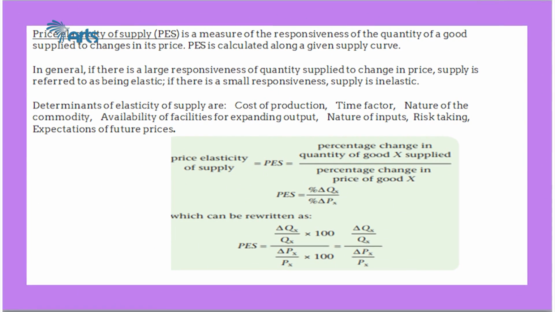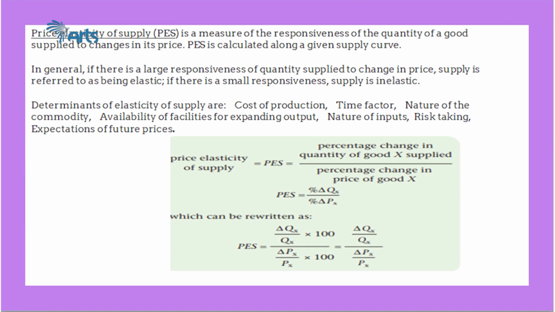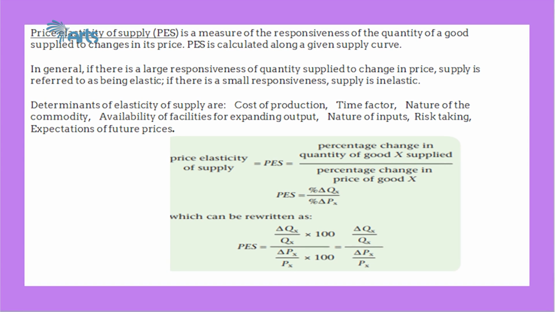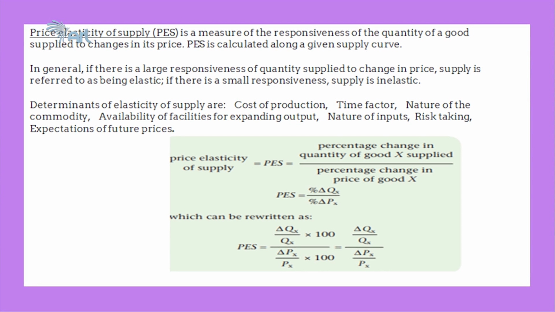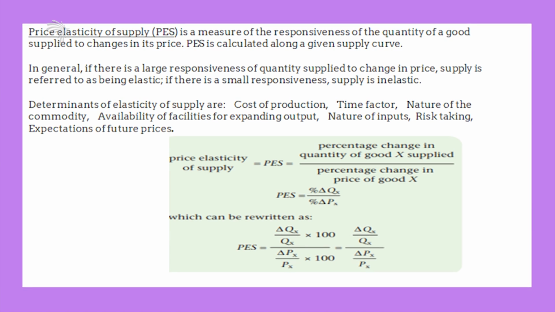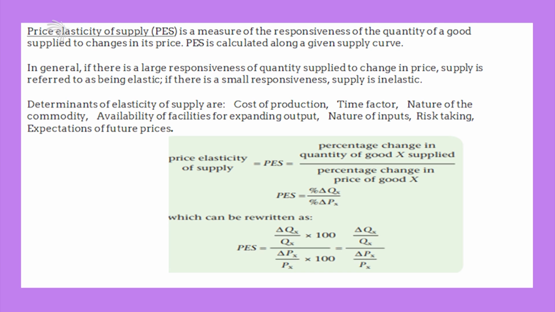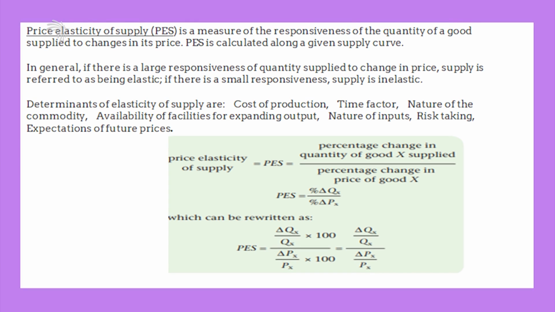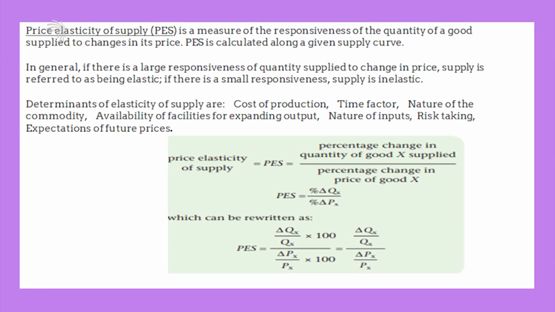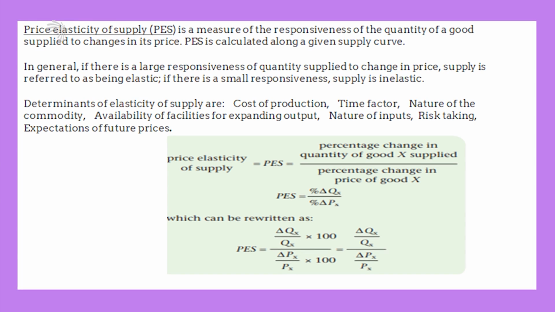Finally, let's look at price elasticity of supply. The price elasticity of supply is a measure of the responsiveness of the quantity of a good supplied to change in its price. PES, which stands for price elasticity of supply, is calculated along a given supply curve. In general, if there is a large responsiveness of quantity supplied to change in price, supply is referred to as being elastic. And if the other way happens, supply is termed as inelastic.